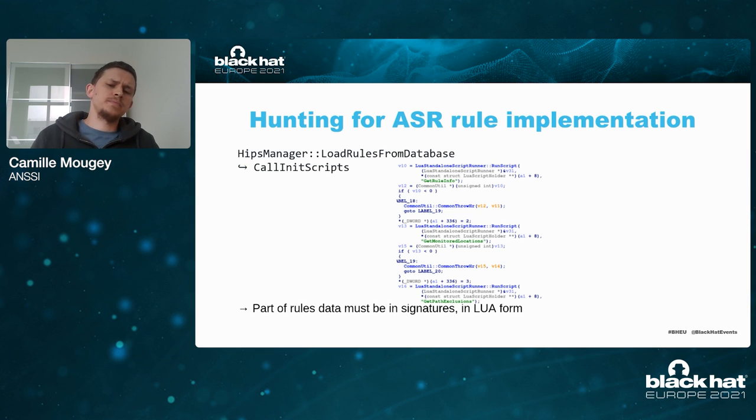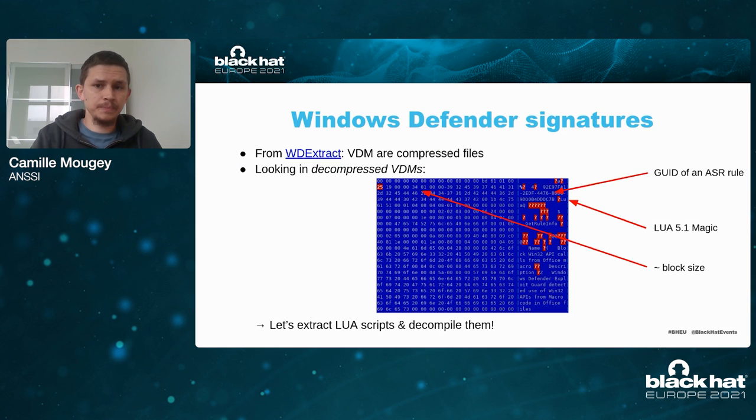If we dig in a bit, we'll see that the HIPS manager has a load rules from database function. This thing is really interesting, which is then calling init scripts, which are grabbing get rule info, get monitoring locations, get path exclusion, and so on from the databases. So what we understand from that is that part of the data must be inside the VDM files, in the form of Lua scripts. This is interesting, and I will try to find them that way.